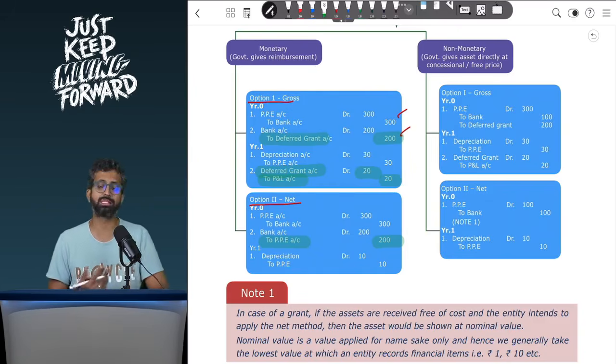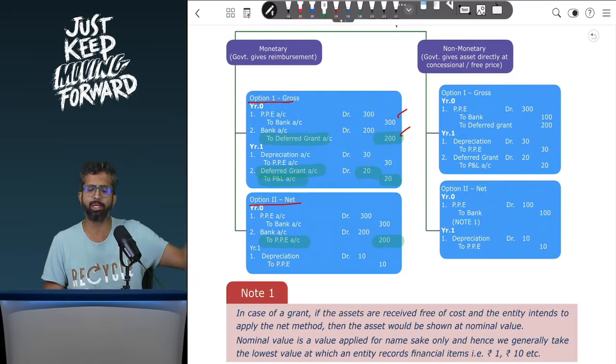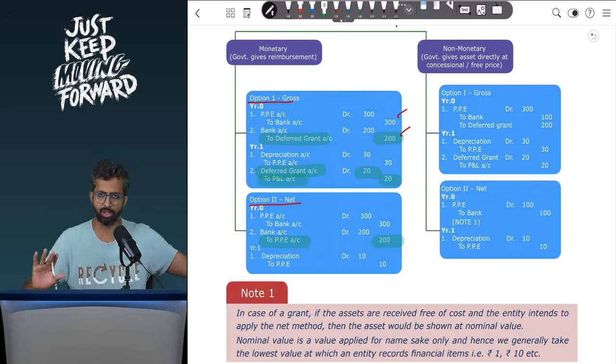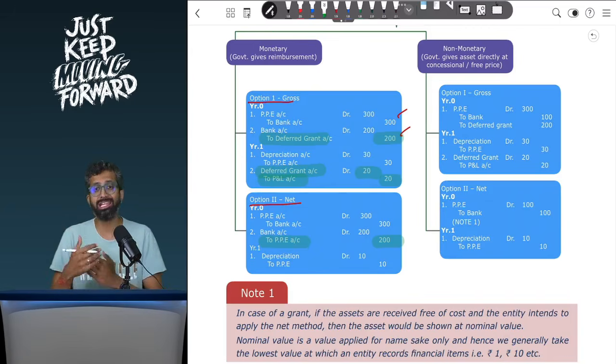Now, a few special cases that can be impacted over here. Again, this is for a monetary grant. A similar treatment will be for a non-monetary grant where you directly pay 100 only. So over here, the first option would be asset account debit 300, to bank 100, to deferred grant 200, all else remaining the same. The second option will be asset account debit 100 to bank 100, and that is it. So essentially, you are either allowed to credit the deferred grant account and then amortize the balance in the deferred grant in the ratio of depreciation, or you can directly net off from the asset, and hence the net asset balance will be depreciated over the life.